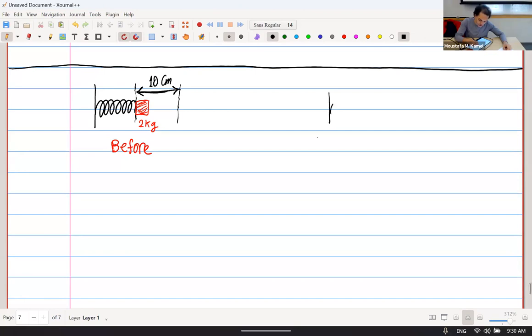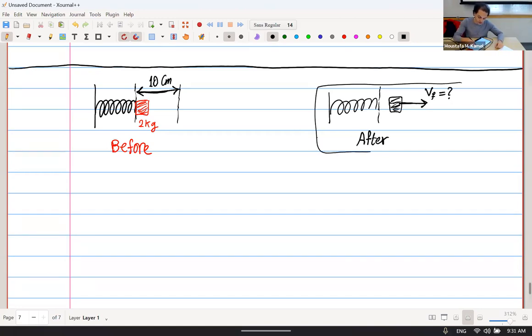So I will draw another picture with the spring not stretched now, and the block is not in contact with the spring anymore. So the block is moving with some unknown velocity that I want to solve for, V final. And this is the situation after. This is the very first thing you want to do when you solve energy problems, is to draw a picture for the situation before and the situation after.